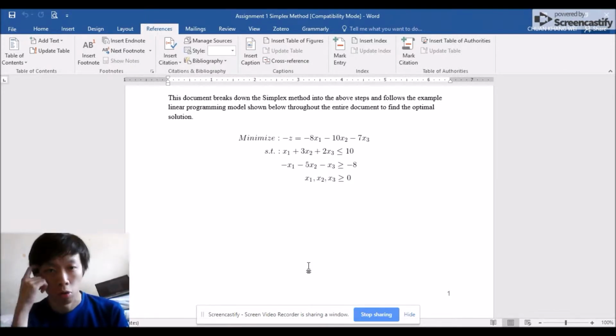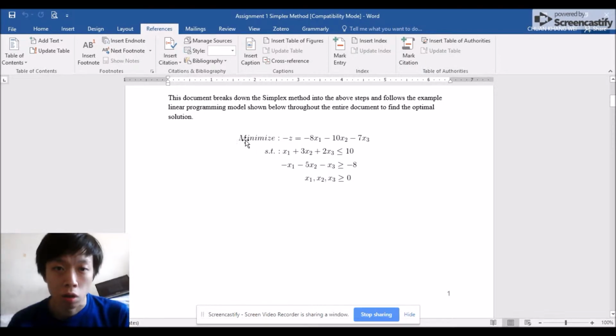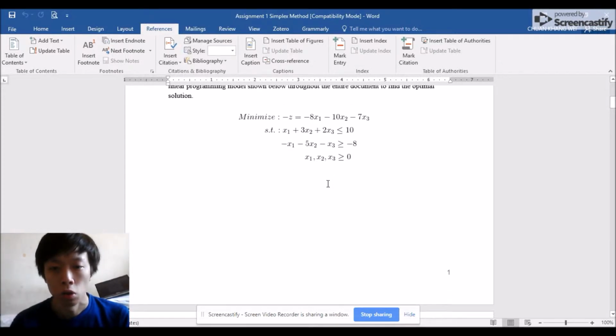So today we are going to present on the simplex method. This is one of the examples we have found. The example is given by: minimize negative z equals negative 8x1 minus 10x2 minus 7x3, subject to x1 plus 3x2 plus 2x3 less than or equal to 10. Then the second equation is negative x1 minus 5x2 minus x3 more than or equal to negative 8. And the sign restriction is that x1, x2, and x3 are more than or equal to 0.